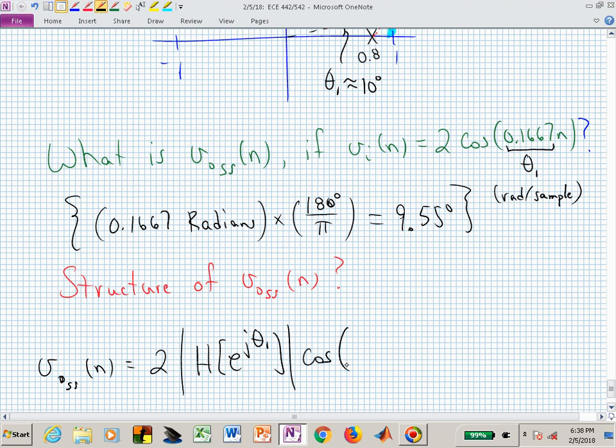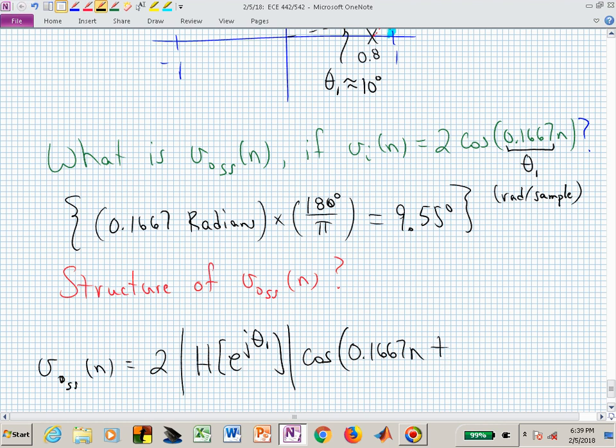Cosine, what frequency is it shaking at? If we're shaking a system at 3 radians per second, is it going to end up shaking at 27? No. If it's a linear system, it'll start shaking at 3. This one's going to shake at exactly the same frequency that we were exciting it at, and that was determined by theta sub 1. So the cosine is going to be 0.1667 n. It may be a little bit delayed or adjusted in time relative to the input.